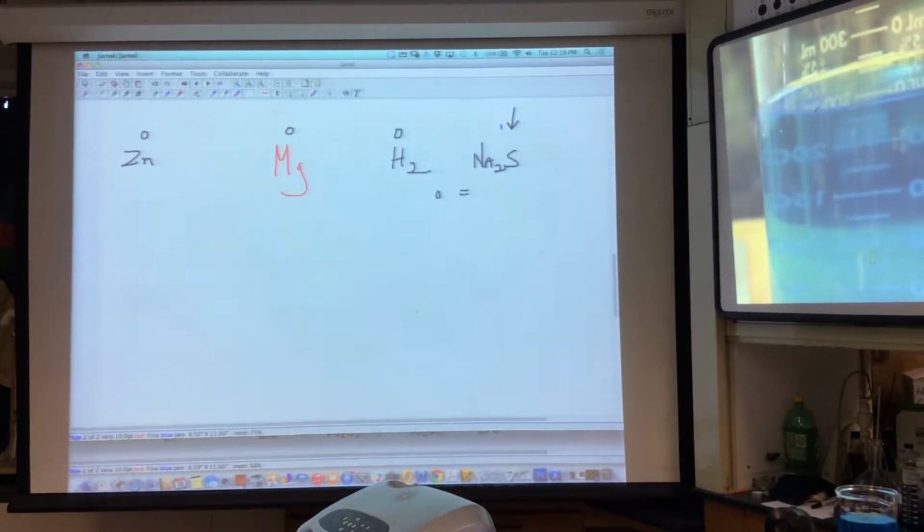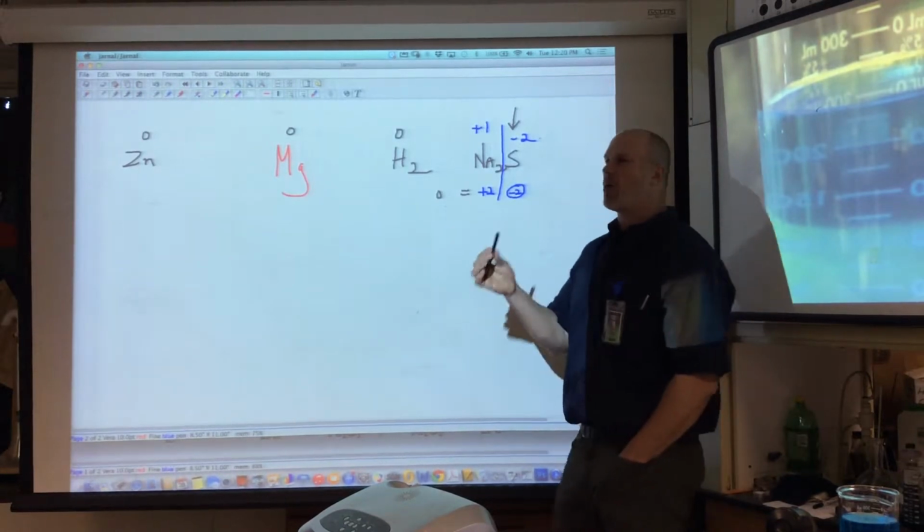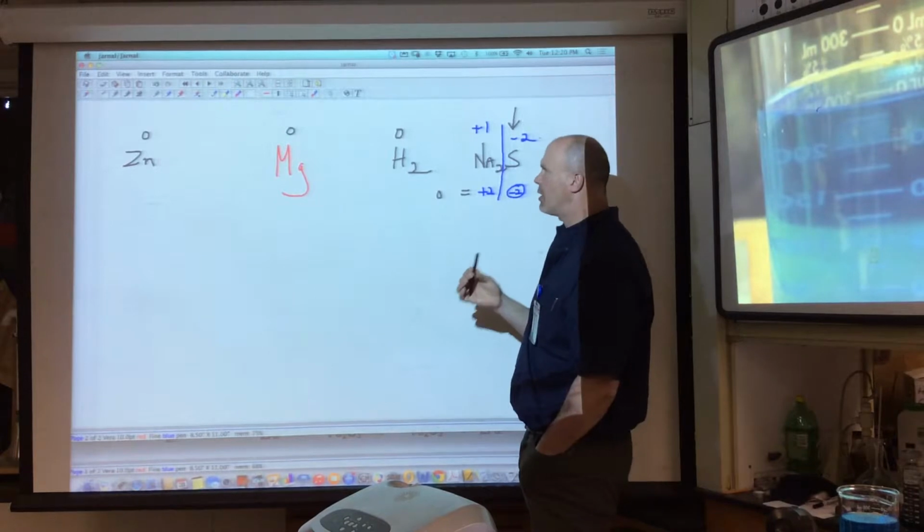So I look up sodium. Sodium's the positive one. It's a group 1 ion, so it's plus 1. How many sodiums do we have? 2. So the overall charge due to all the sodiums is plus 2. Plus 2 plus what number is 0? Minus 2. There's only one sulfur, so the individual charge of the sulfur is negative 2. I am after, why am I after? I want to see if they go up or go down. Is there oxidation or reduction?